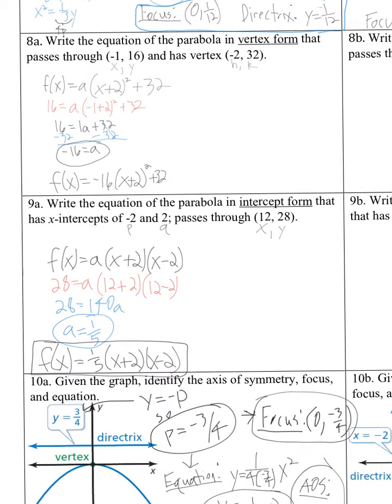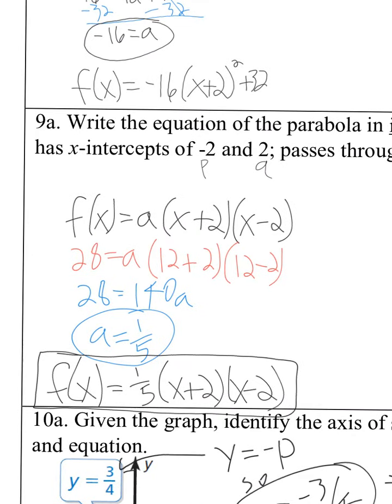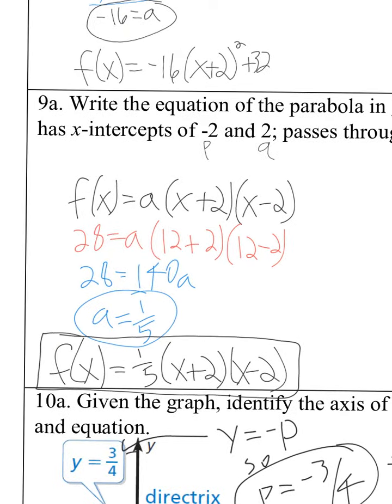Alright, number 9. X-intercepts at negative 2 and 2, passes through 12 and 28. So the formula is x minus p, x minus q. So x minus negative 2 turns into x plus 2. X minus q turns into x minus 2. Alright, and then I used 12 and 28 for my x and my y. So I said 28 equals a times 12 plus 2 times 12 minus 2. This makes 14. That makes 10. Together, they multiply to get 140a.